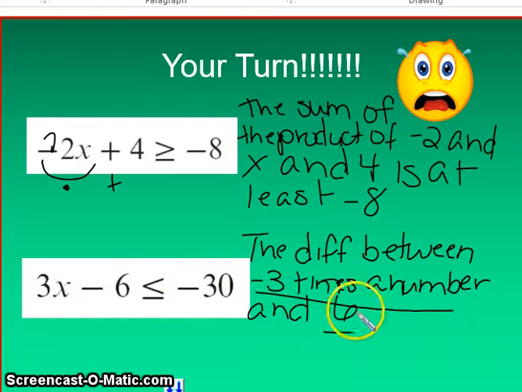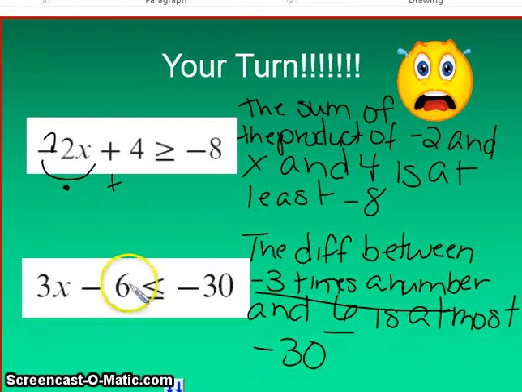And then here our symbol is less than or equal to, so we could either say it is less than or equal to, or we could say it is at most. Because if it's at most, that means that the biggest that it can be is that next number, so negative 30, which means that it has to be less than or equal to that. So we could say the difference between negative 3 times a number and 6 is at most negative 30. So when you see those words at most, that means you've got less than or equal to.